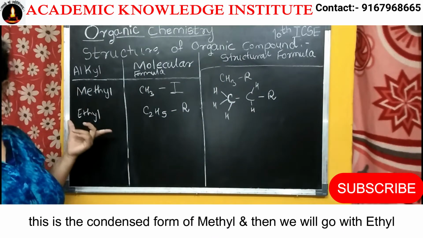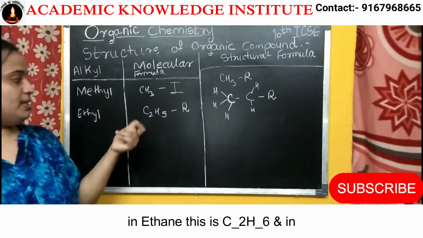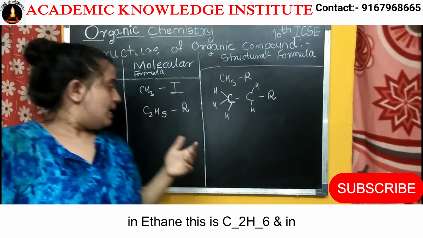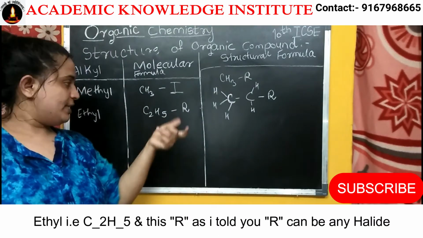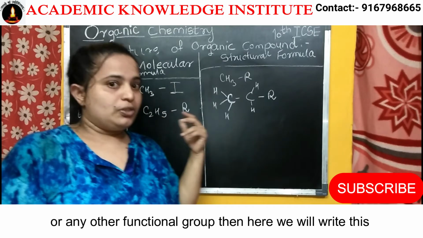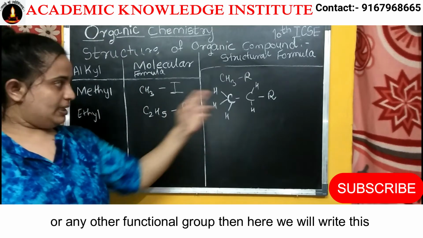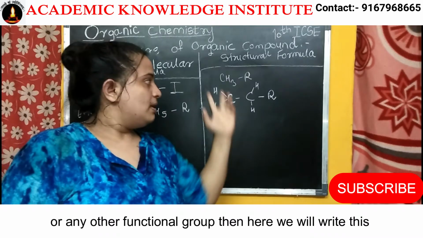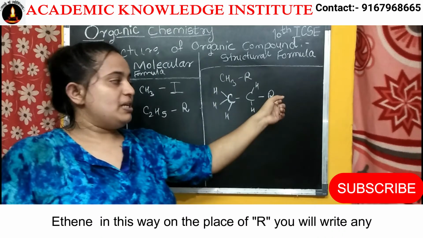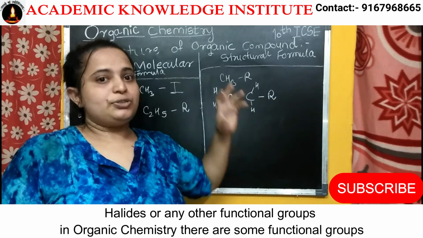Then we will go with the ethyl. Ethane is C2H6, and in ethyl that is C2H5 and this R. As I told you, R can be any halide or any other functional group. Then here we will write this ethyl in this way, and in the place of R you will write any halide or any other functional group.